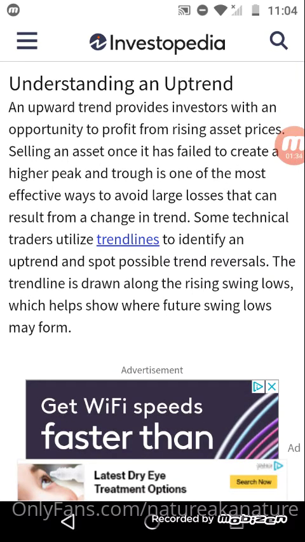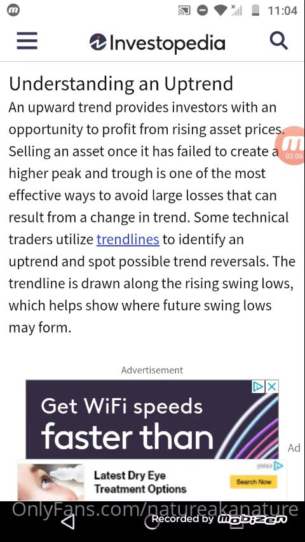So technically, traders use trend lines. I'm going to show you how to draw trend lines. A trend line is a line that you draw from the lowest point of the trend to the highest point of the trend. It's called a trend line to identify an uptrend or spot possible trend reversals. So you draw a trend line. Once the candlestick goes past your trend line, a possible trend reversal could be coming up. So that's just all types of technical ways you can identify a trend.